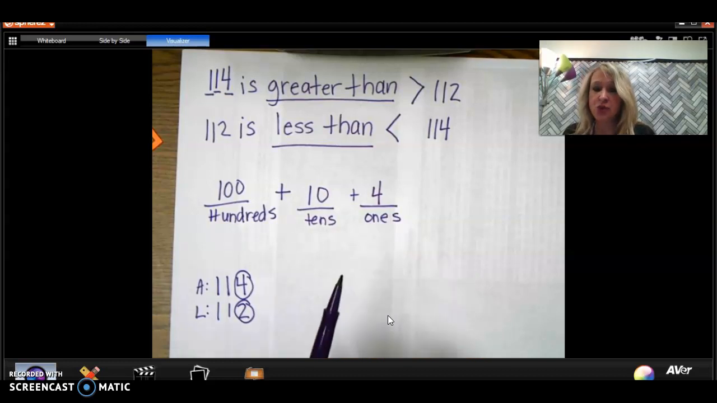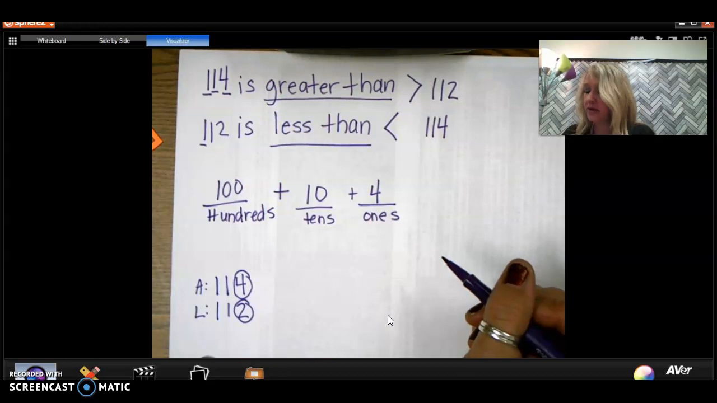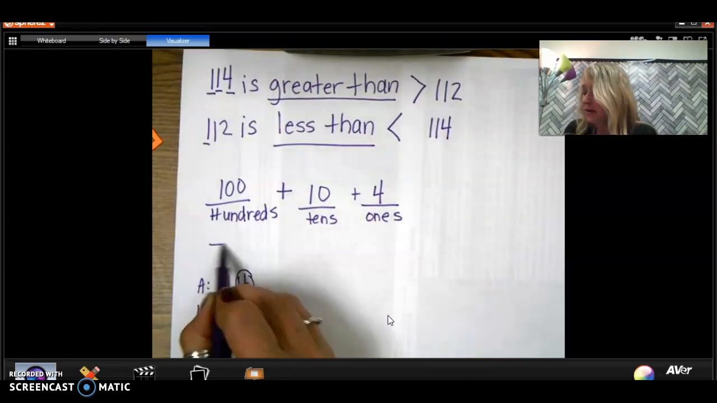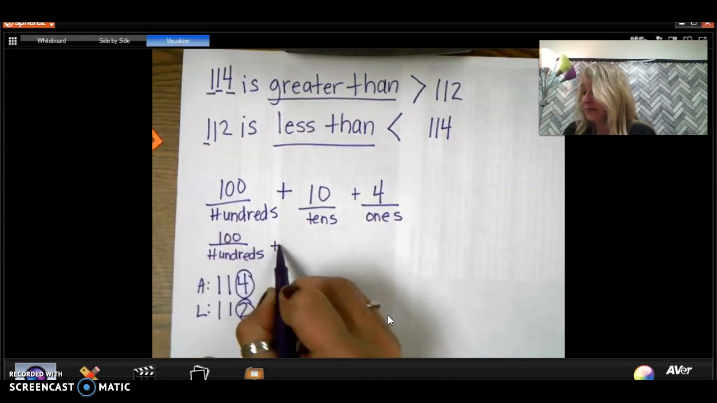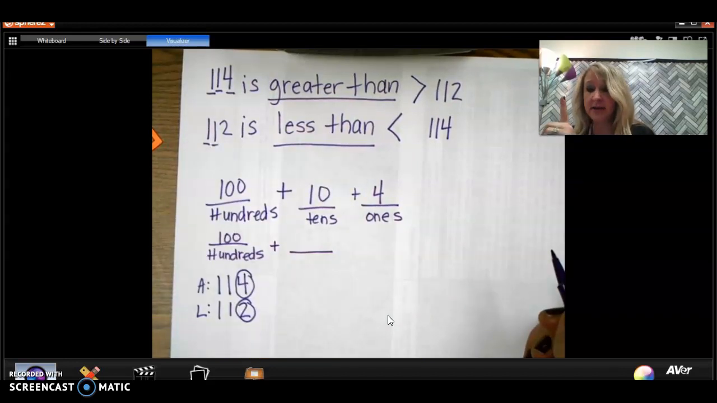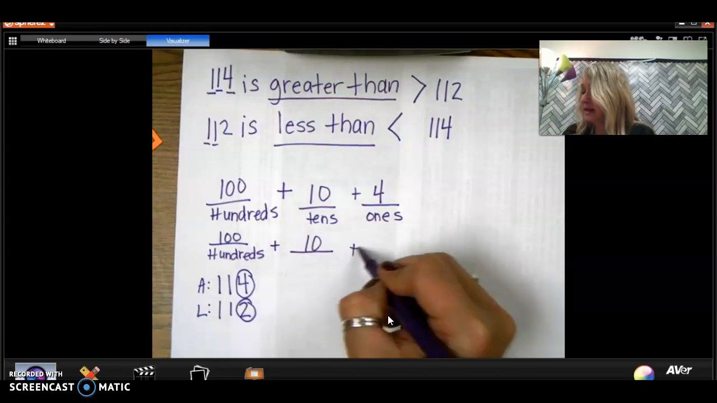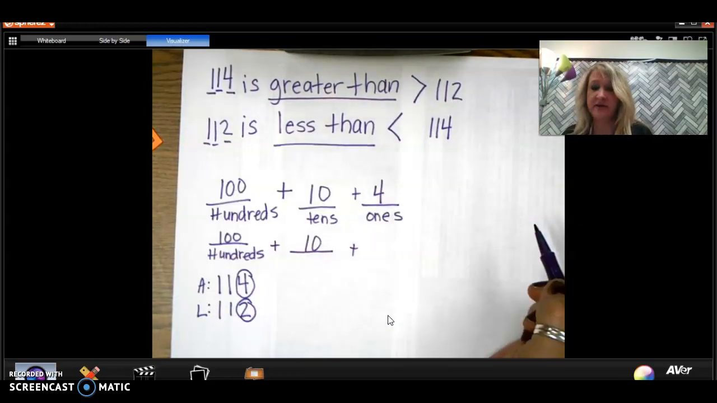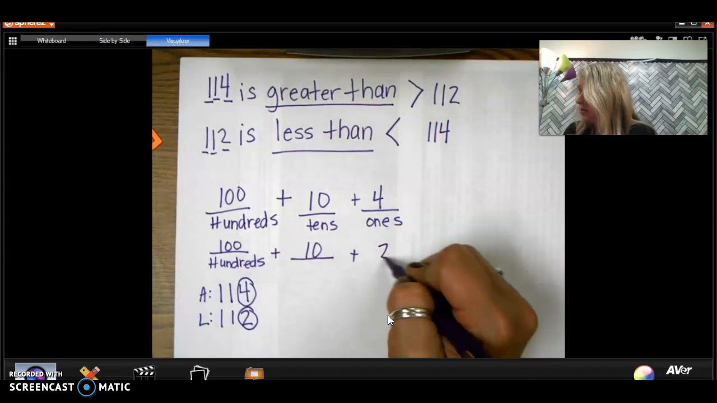Now let's do Linda's. How many hundreds does Linda have? 1. How much is 1 hundred? 100. How many tens does she have? 1. How much is 1 ten? 10. And how many ones does she have? 2. How much is 2 ones? 2.